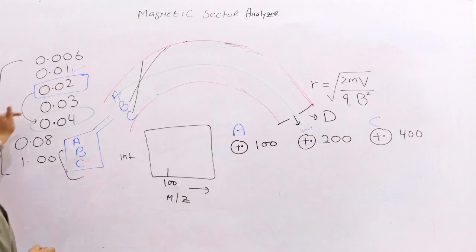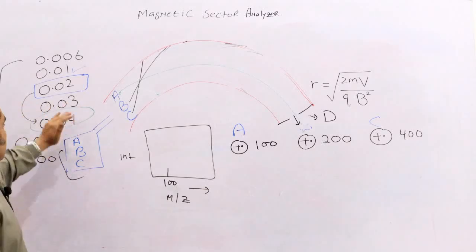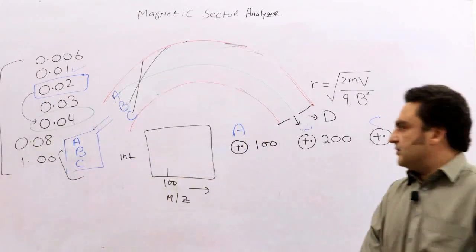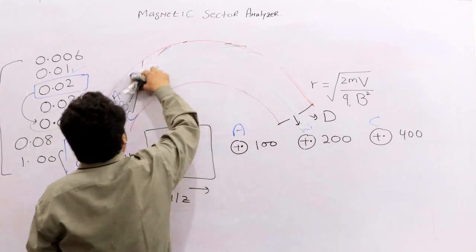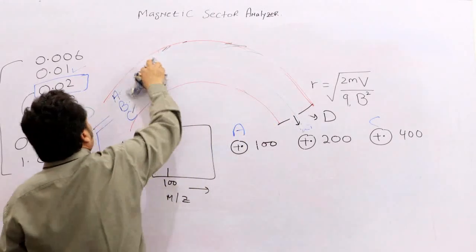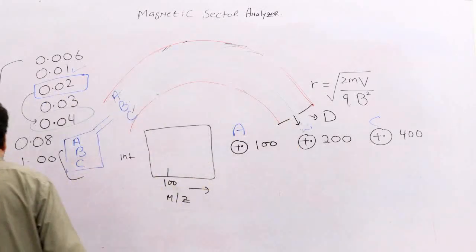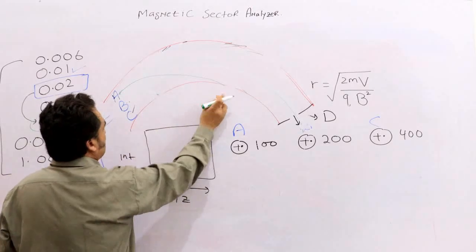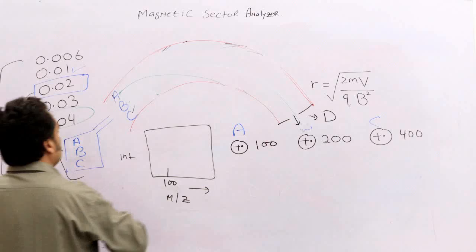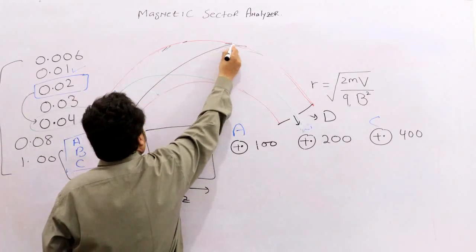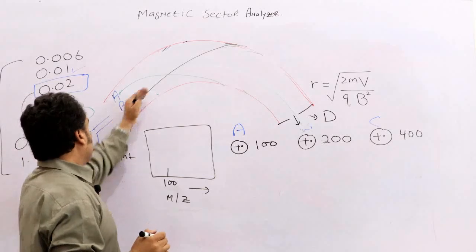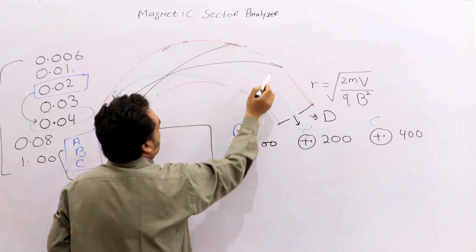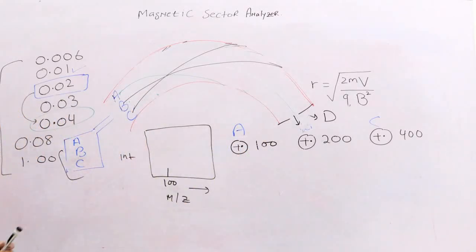Now again you increase the knob to 0.03, and as you know from this example with random values, what will happen to all three? One thing is for sure, this one will be destroyed, and B and C will make some arc. C will make the arc over here, and B may make a little bigger arc.